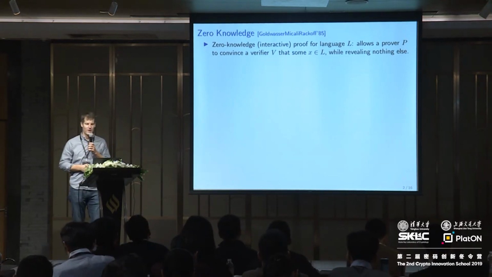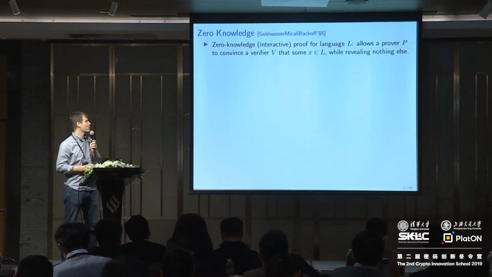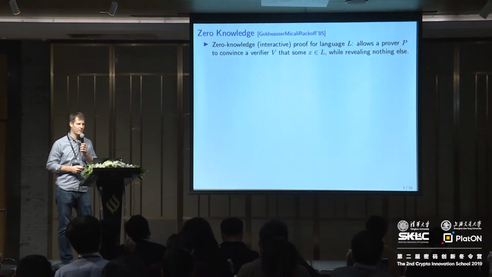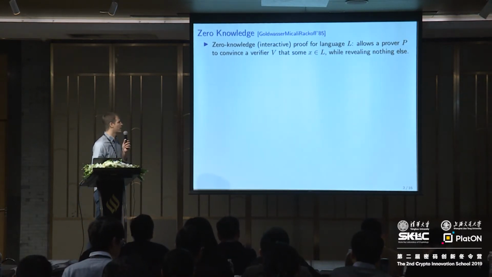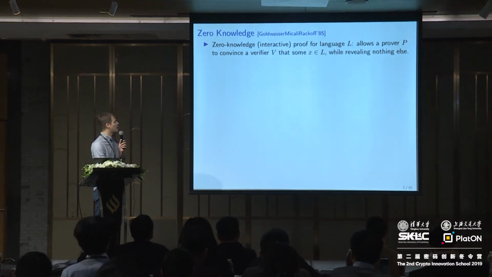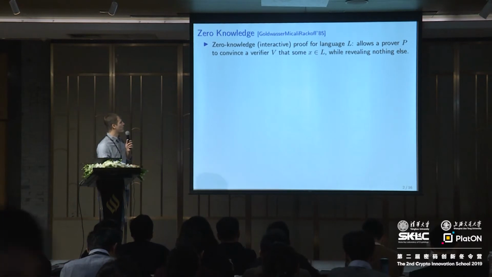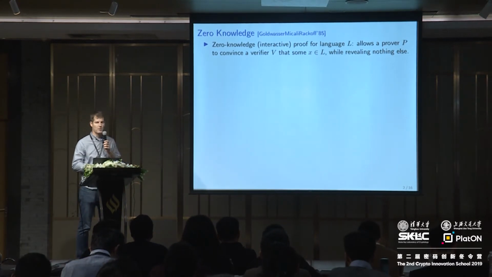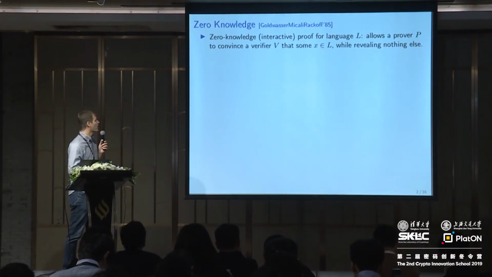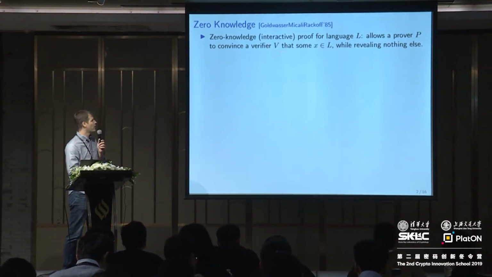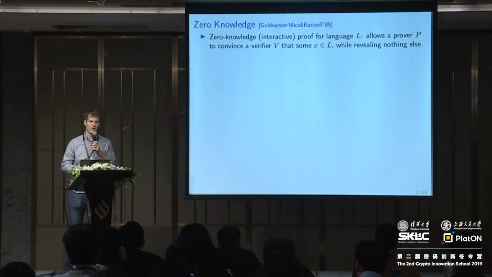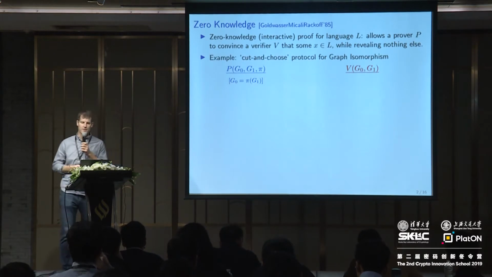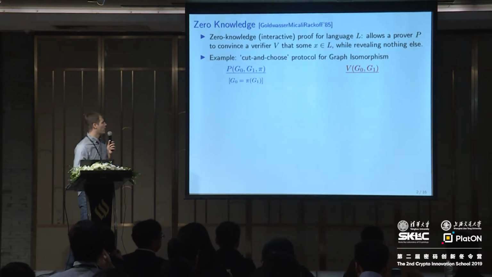So the topic for the talk is zero knowledge, which was introduced by Goldwasser, Micali, and Rackoff in 1985. Zero knowledge is an interactive protocol for a particular language L. We have a prover who might be unbounded or may have a witness, and it wants to convince a skeptical verifier that some string X is a member of the language L, but reveal nothing more than that.